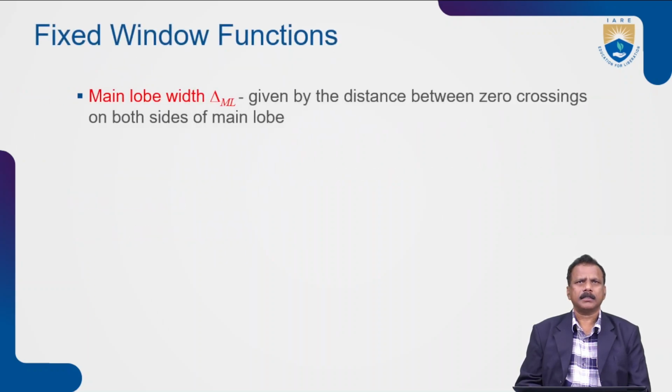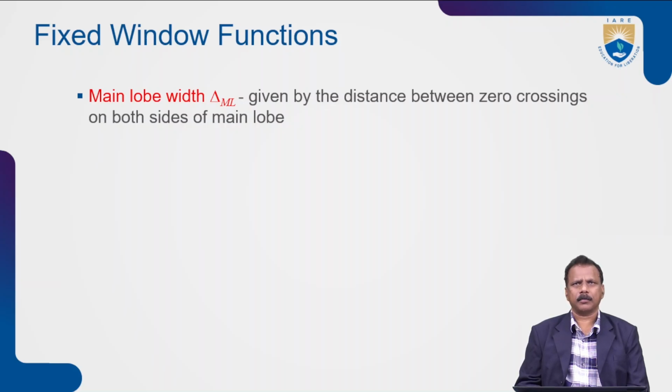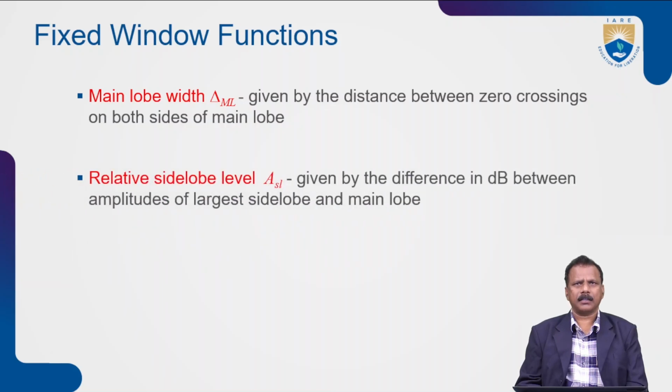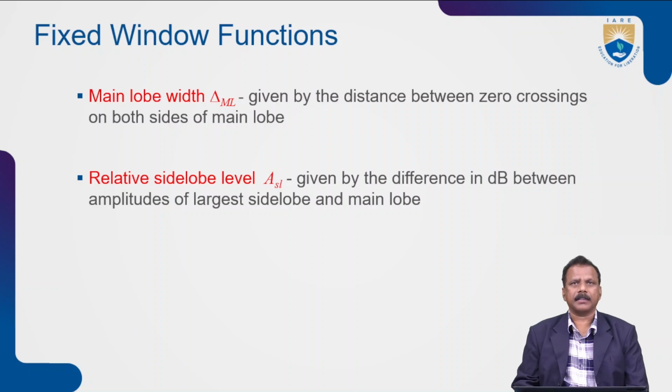So the main lobe width, delta ml, is given by the distance between the zero crossings on both sides of the main lobe, which is observed graphically. Similarly, the relative side lobe level ASL is given by the difference in decibels between the amplitudes of the largest side lobe and the main lobe. So with all the fixed window functions, how are the main lobe width and relative side lobe levels affected, and how do they vary?